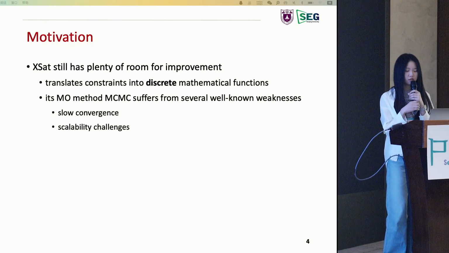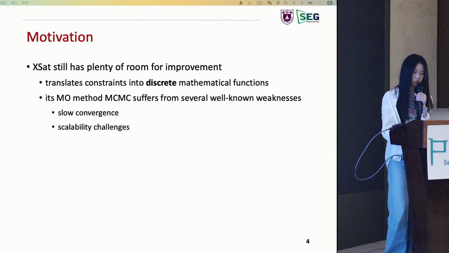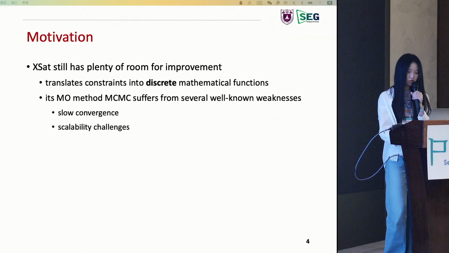Despite the great success achieved by XSat, there remains plenty of room for improvement, including its translation rules and the mathematical optimization method, MCMC. MCMC relies on random sampling to explore the search space, resulting in lots of iterations to effectively sample from the entire space, and eventually leads to slow convergence to the target distribution.